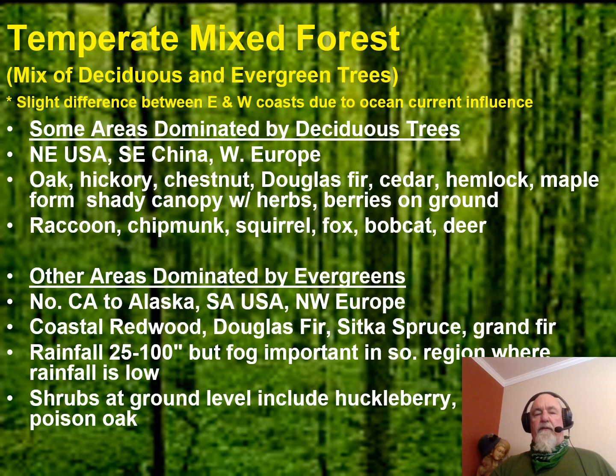Again, the type of vegetation is the temperate mixed forests. And just as a reminder, we do have some variation between areas that get more deciduous trees and areas that get more evergreen trees. So if we were to look at the northeast portion of the USA, within this humid continental area, we seem to have quite a lot of deciduous trees and they lose their leaves in the wintertime.